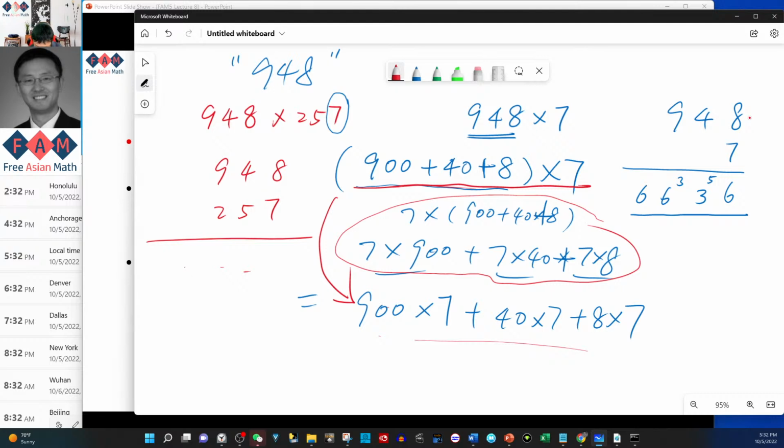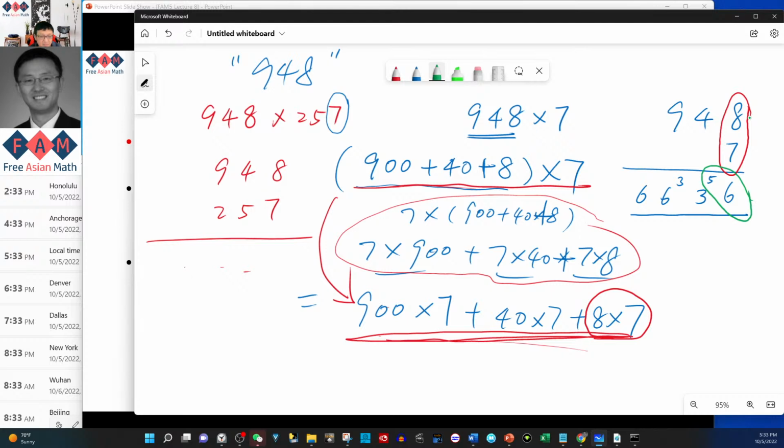Okay, so now this is essentially distributive law, right? And that's exactly what we are doing here. Remember, we do 7 times 8. We got 56. That's where this guy came from. So essentially, we wrote a 56 here. Okay? Remember, 5 is in the tens digit. But now next we do 7 times 4. And why does that work?